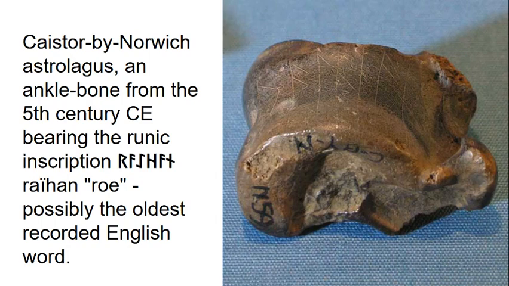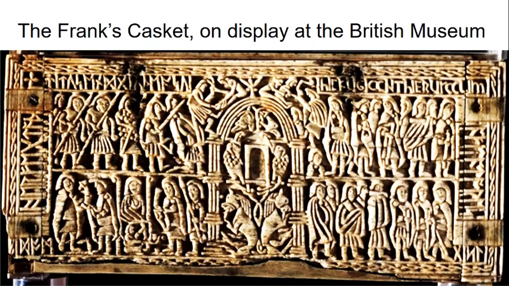And here is the earliest identified runic inscription from early medieval England, the Caistor-by-Norwich astragalus, which is an ankle bone from the 5th century Common Era, and it has the runic inscription Raihan, or roe, and it's possibly the earliest English word that we have attested. Very exciting.